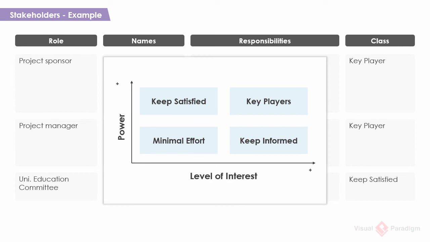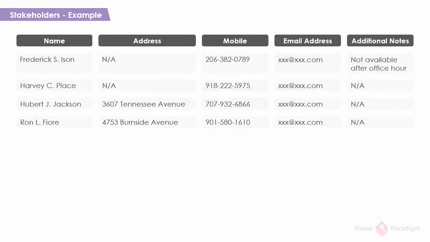By stating the class, the team can easily see who have the power and the authority to request changes or stop any initiatives, and who are likely to support an initiative. Besides describing stakeholders' role, capture also the context of stakeholders, such as their physical addresses, mobile phone numbers, email addresses, and etc. If someone cannot be reached at a particular time, describe the details in the additional notes column.